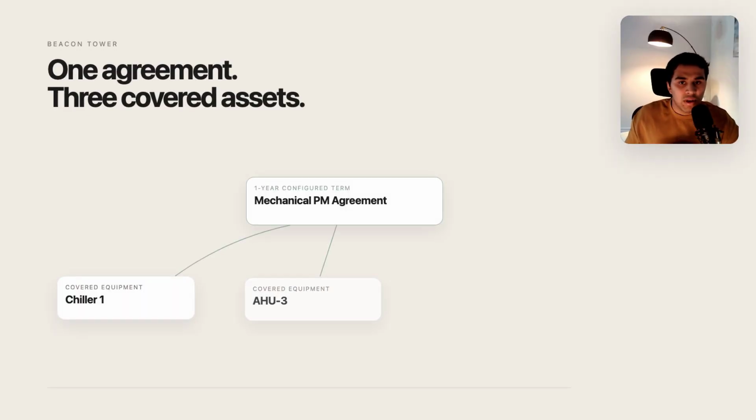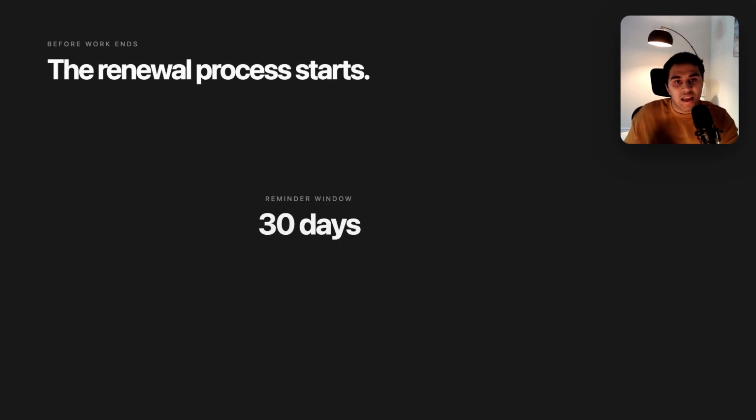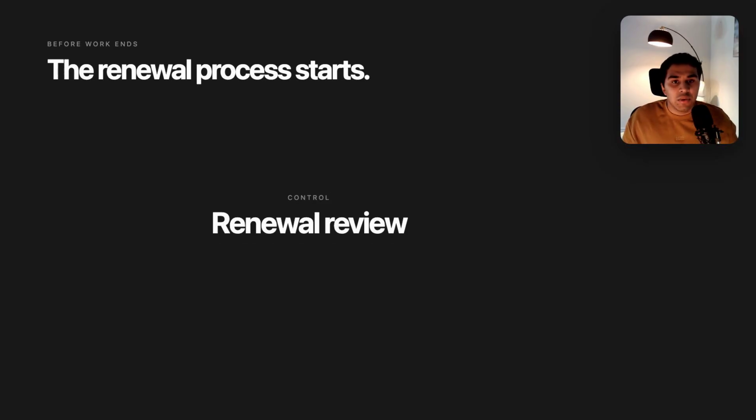Beacon Property Group has one site called Beacon Tower. Its mechanical agreement covers Chiller 1, AHU 3, and RTU 12. The term runs for 1 year. Recurring PM jobs create the actual visits. Every completed visit adds forms, notes, photos, and service history. Before the covered work ends, the renewal process starts. The customer confirms or the office renews it, and the next service period is ready without rebuilding the schedule from scratch.